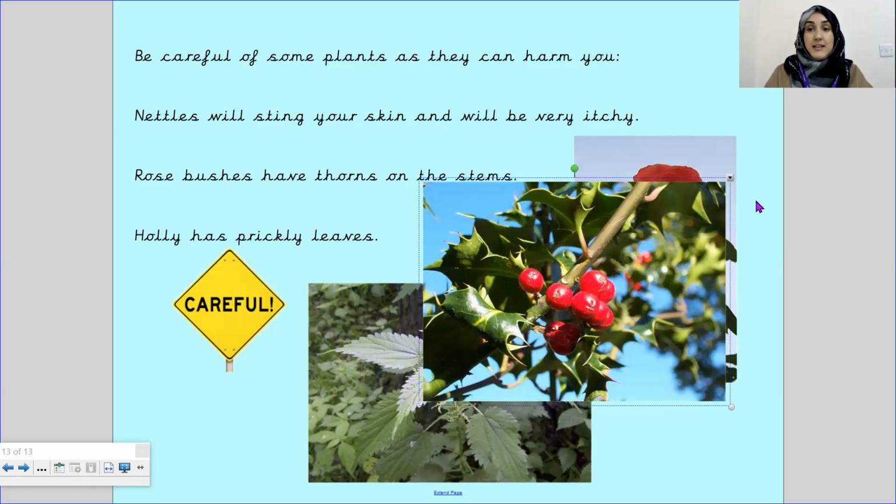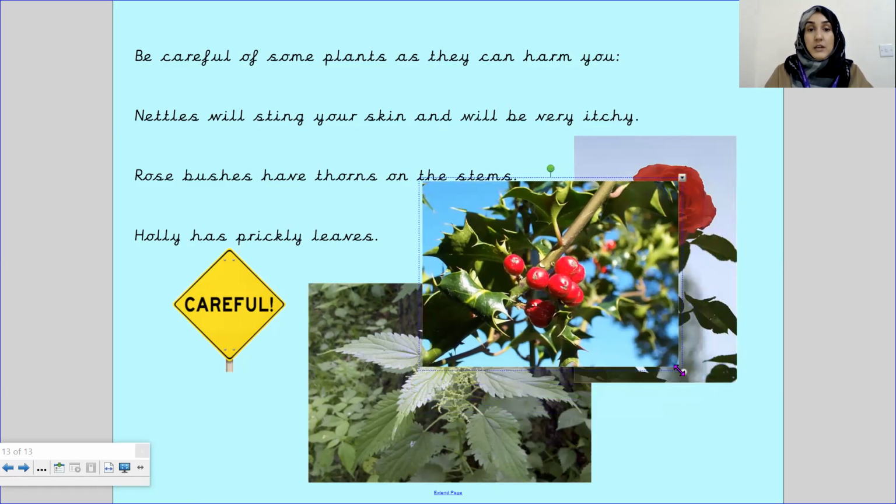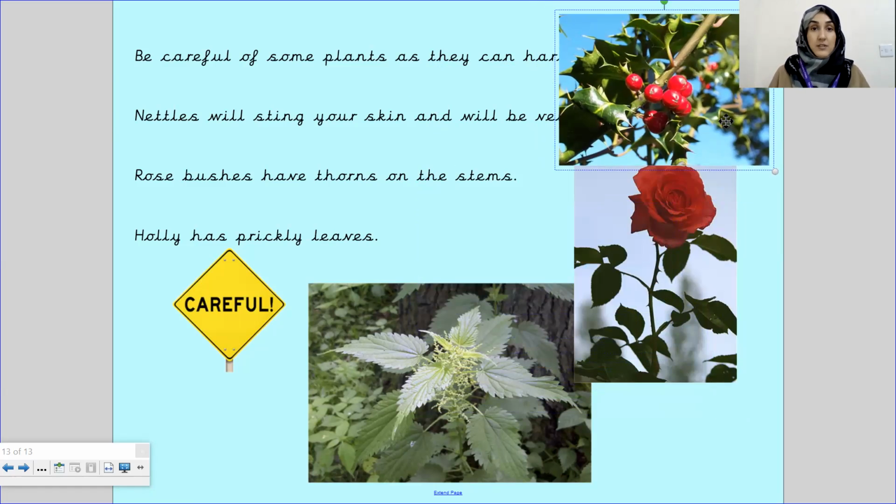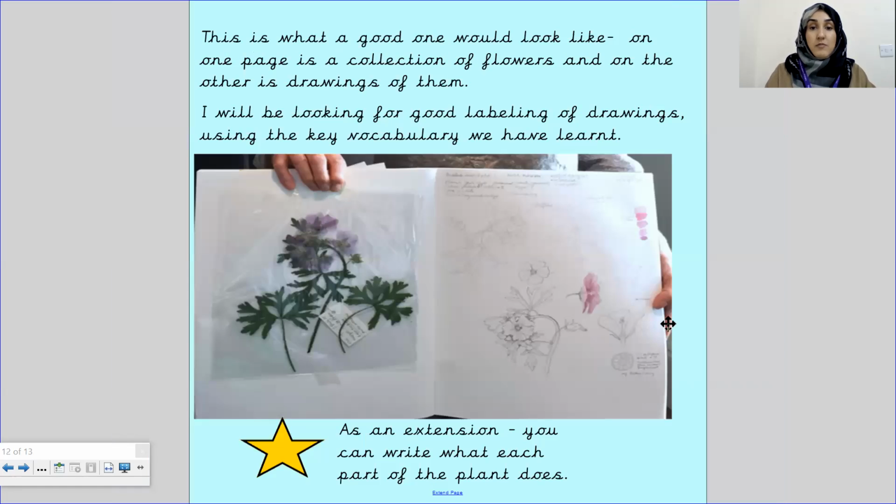Now, Morris class, once you have collected these things, or you don't have to collect all of them, any plant, and once you've labeled it and drawn a picture of it, I would like you to upload it onto Tapestry, just like this one right here. I look forward to seeing all of your collections on Tapestry.